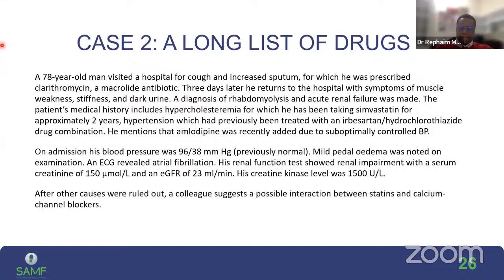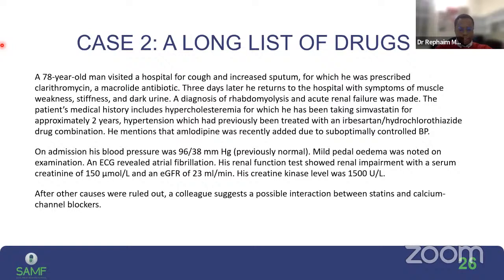The patient's medical history includes hypercholesterolemia, for which he was taking simvastatin for approximately 2 years, as well as hypertension, for which he was previously treated with an irbesartan and hydrochlorothiazide drug combination. He mentions that amlodipine was recently added due to suboptimally controlled blood pressure. When you examine him, his blood pressure is 96/38 millimeters of mercury, relative to a previously normal blood pressure. The rest of his physical examination just shows mild pitting edema.